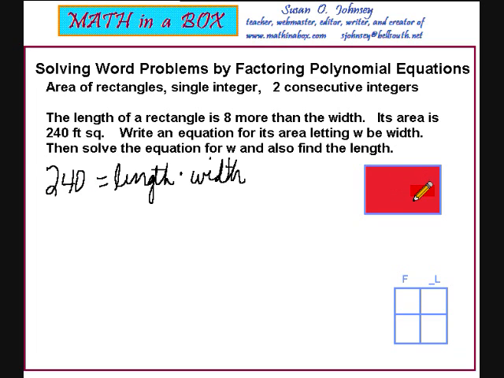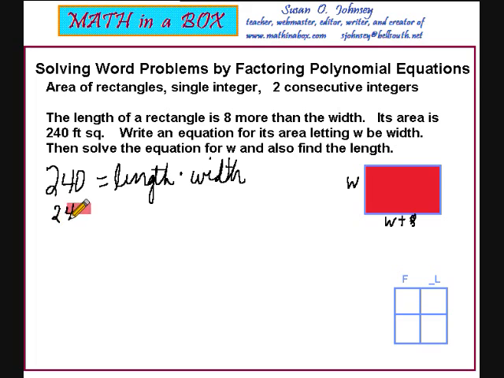Let's look at the rectangle and the first sentence. The length of a rectangle is 8 more than the width. My usual rule of thumb is to let my variable be the smaller item. In this case, it's the width. The width is what I will call W. The length of the rectangle is 8 more, so I will call the length W plus 8. Now that we know the length and the width, we can write these in our equation.